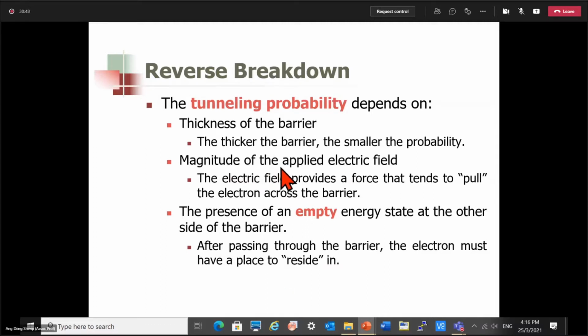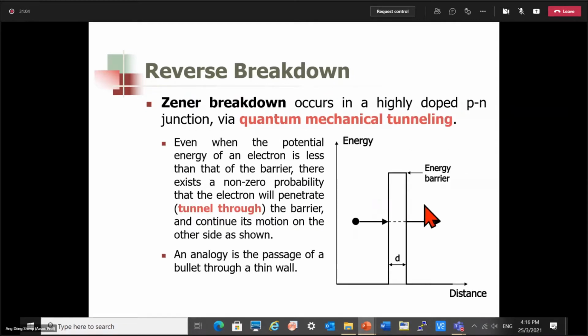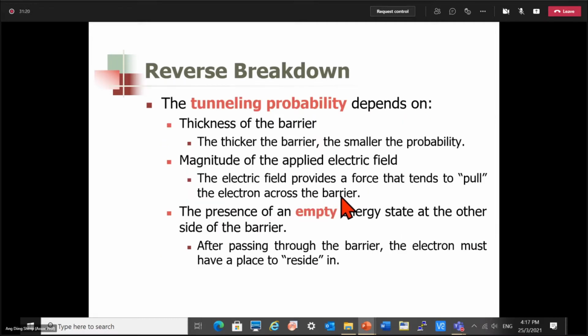Now, the second condition is that the tunneling can be enhanced if there is an electric field in the right direction that assists the movement of the electron across the barrier. For example, if you look at this diagram, if there is an electric field pointing from right to left, the electric field will tend to attract the electron to the right side of the barrier. So if there is an electric field in the right direction, it will favor the tunneling, increasing the probability. The third condition is that there must be the presence of an empty energy state at the other side of the barrier.